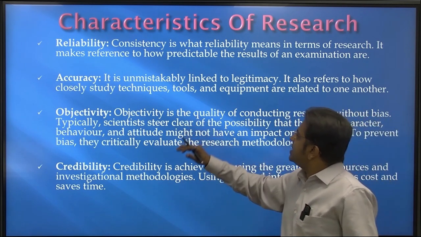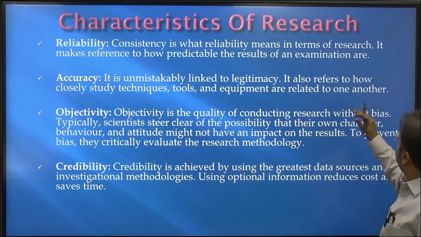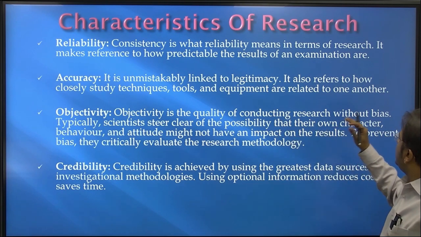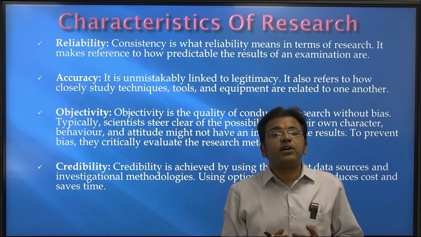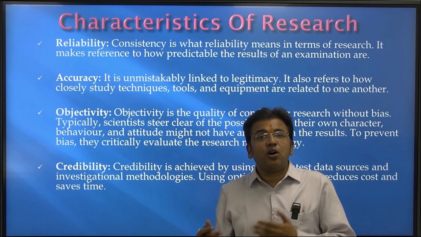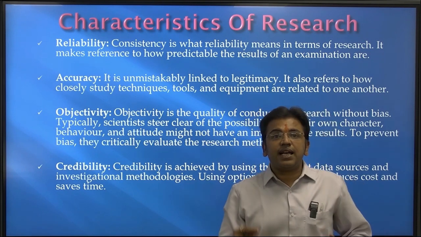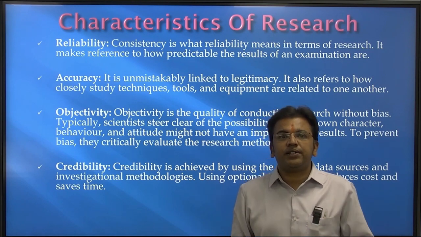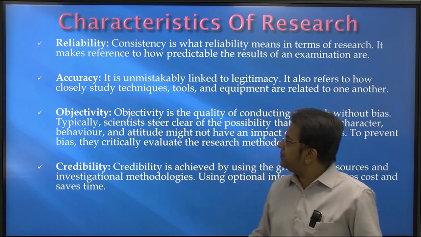Accuracy is closely linked to validity. It also refers to how closely study techniques, tools and equipment are related to one another. Accuracy is also important in research work. If the data is reliable, you are going to analyze it, so the accuracy of statistical tools is also counted. The more accurate the result, the better the outcome you are going to get.